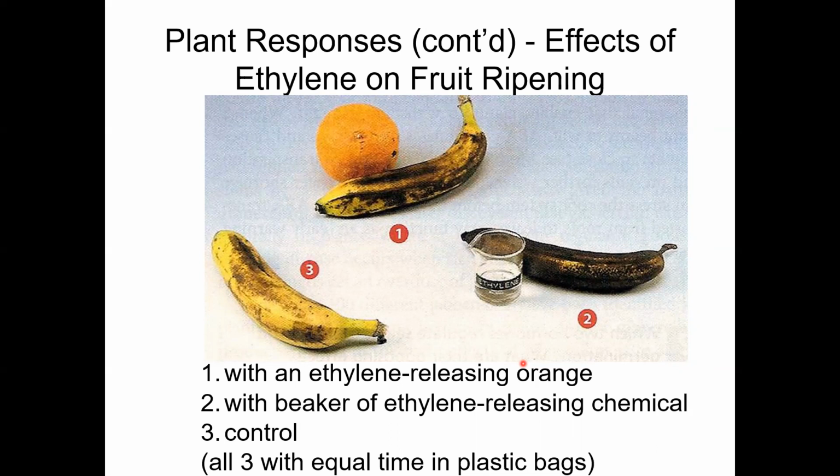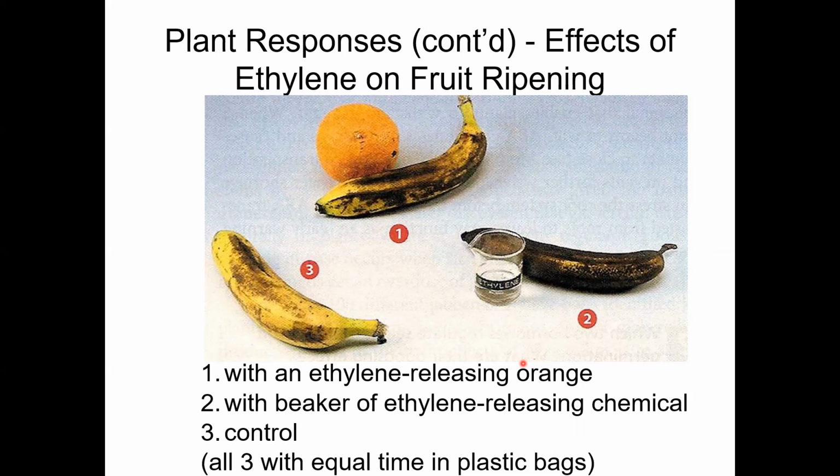Actually, what happened is the liquid volatilized as a gas in the bag and ripened the banana, really overripened it. And then the third one is the so-called control, where they just put it in a plastic bag, all three with equal time in a plastic bag. So time was not a variable.